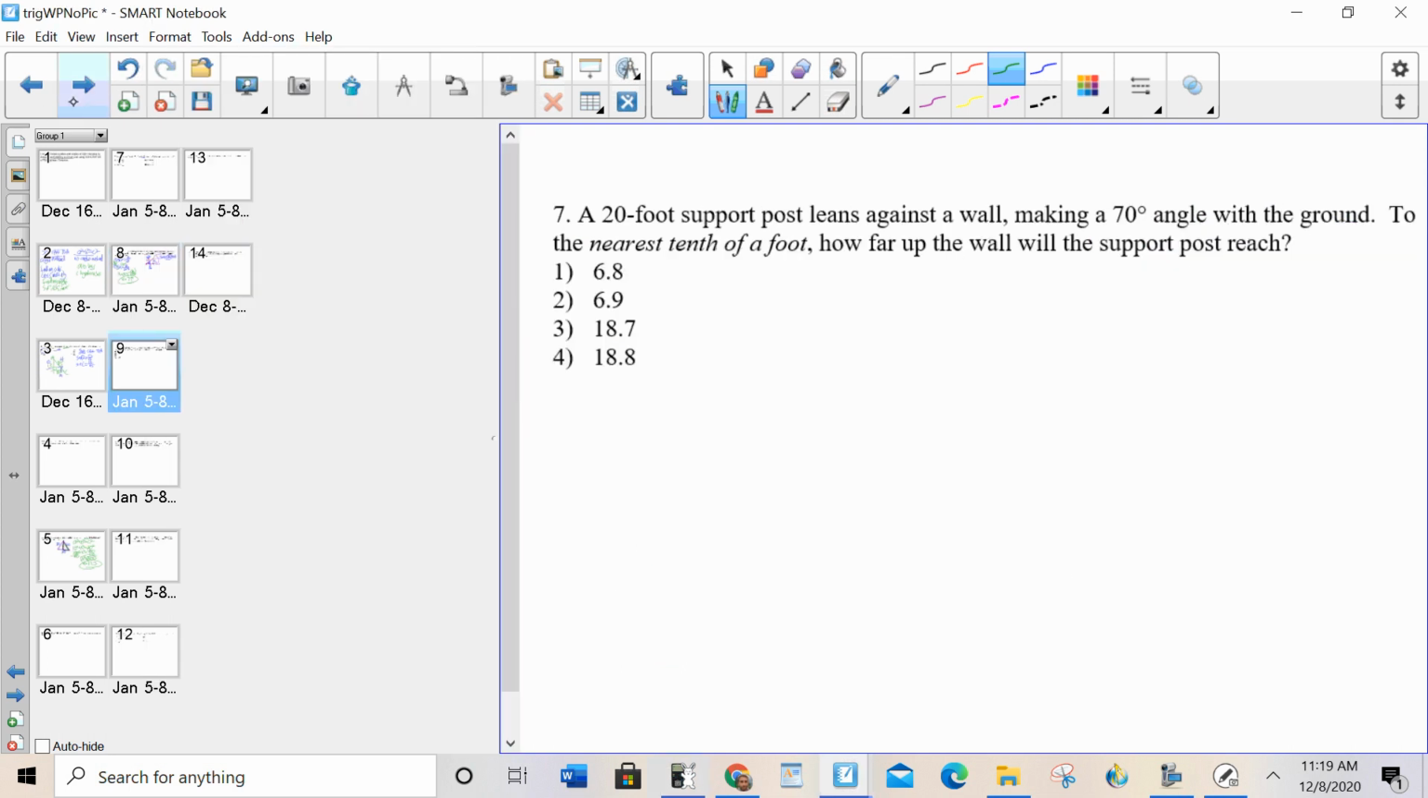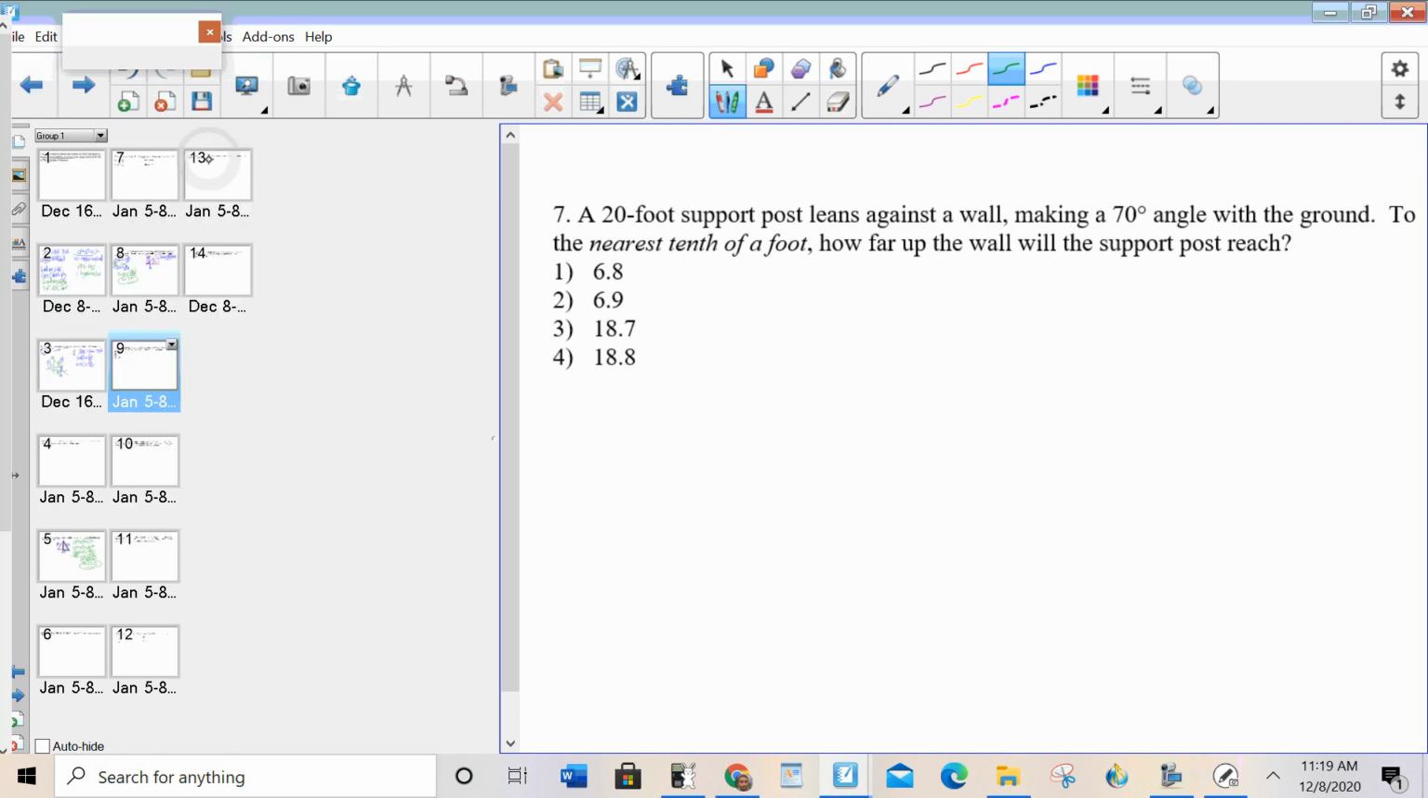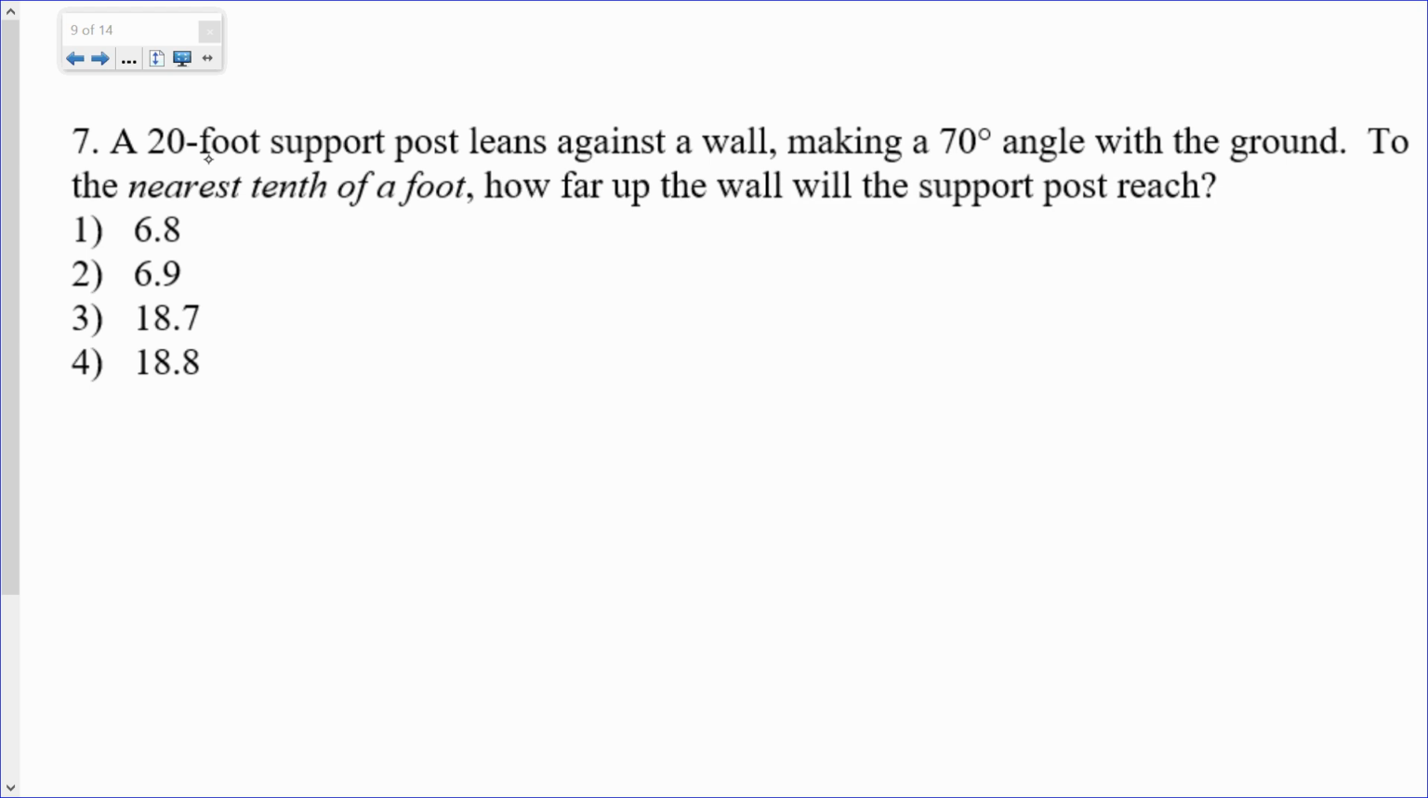All right, I'd like to do one more. Let's take a look at number 7. This is a better one. Yeah, 7's good. A 20-foot support post leans against the wall, making a 70-degree angle with the ground. I'm going to give you about 20 seconds right now to draw that 20-foot support post leaning against the wall, making a 70-degree angle with the ground. You try to draw your picture on your own.